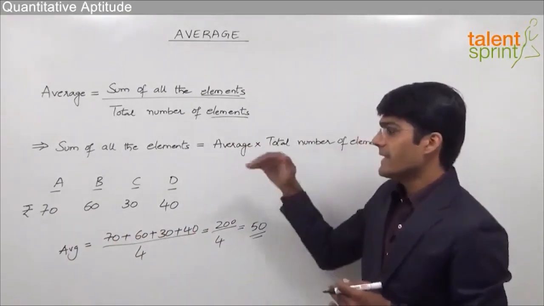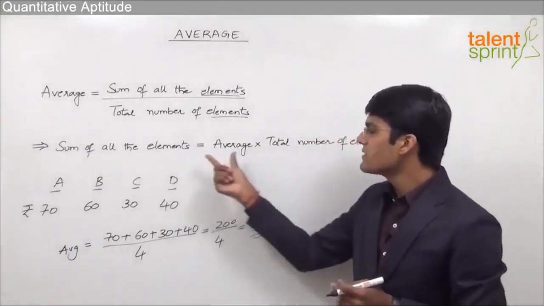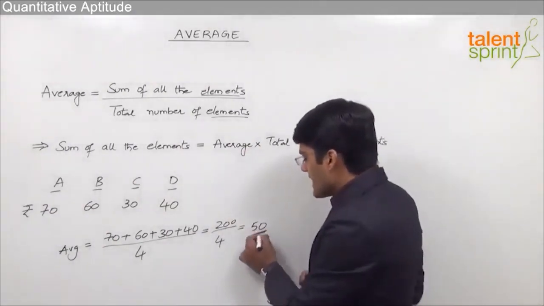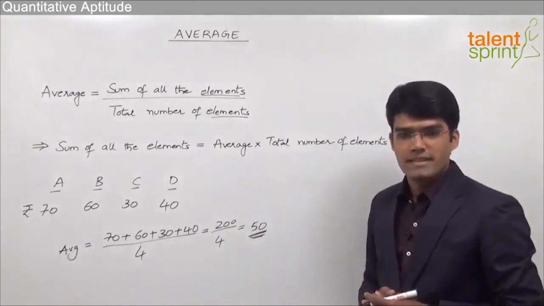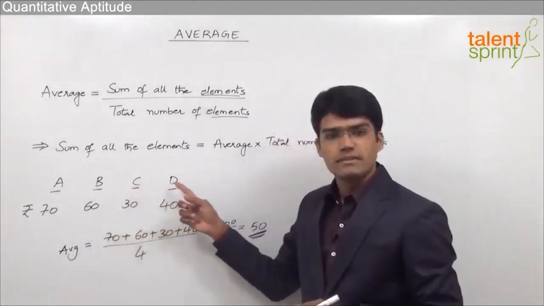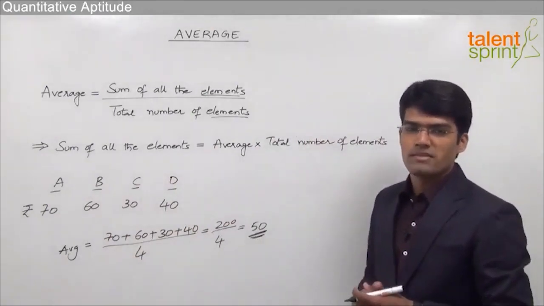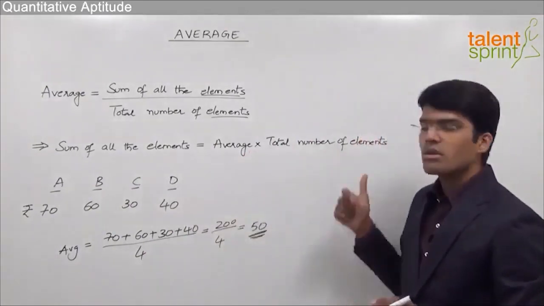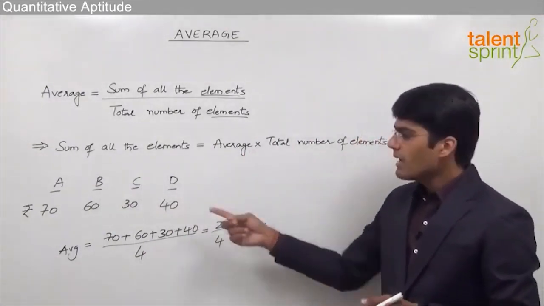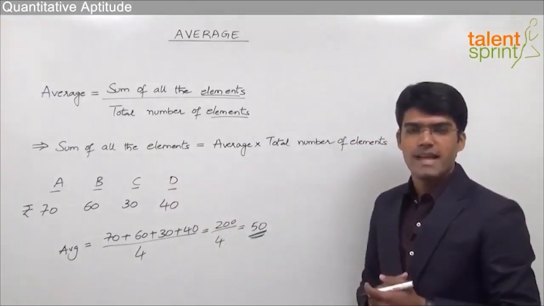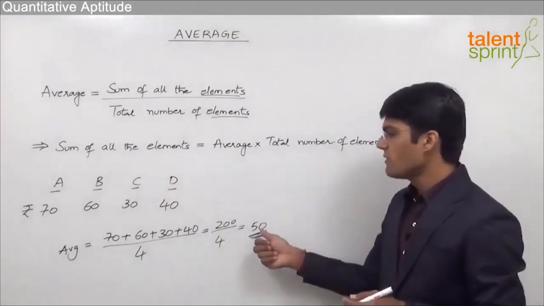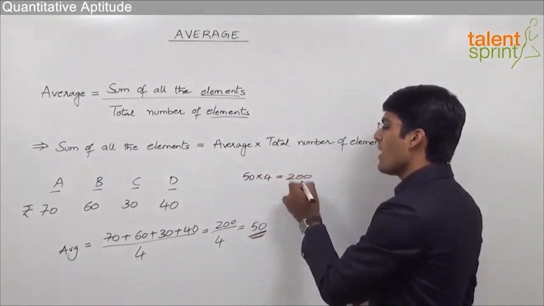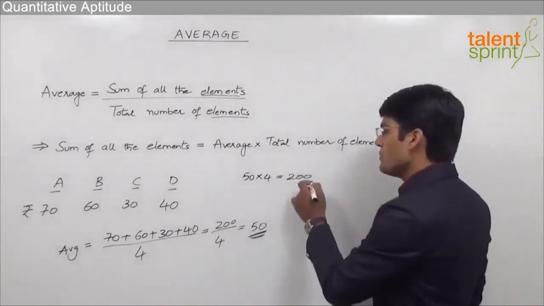Let us now understand the second point here, that is, the sum of all the elements should be equal to the average into the total number of elements. Let's say the question says the average sum of money with 4 persons is 50 rupees and there are 4 persons. So what will be the sum of the amount with all the 4 persons together? As we know, the sum of elements should be equal to the average into the total number of elements. The average here is 50 and the number of elements is 4. So we can say that the sum of all these values should be equal to 50 into 4, which is equal to 200. So that means the total amount with all the 4 persons together should be rupees 200.